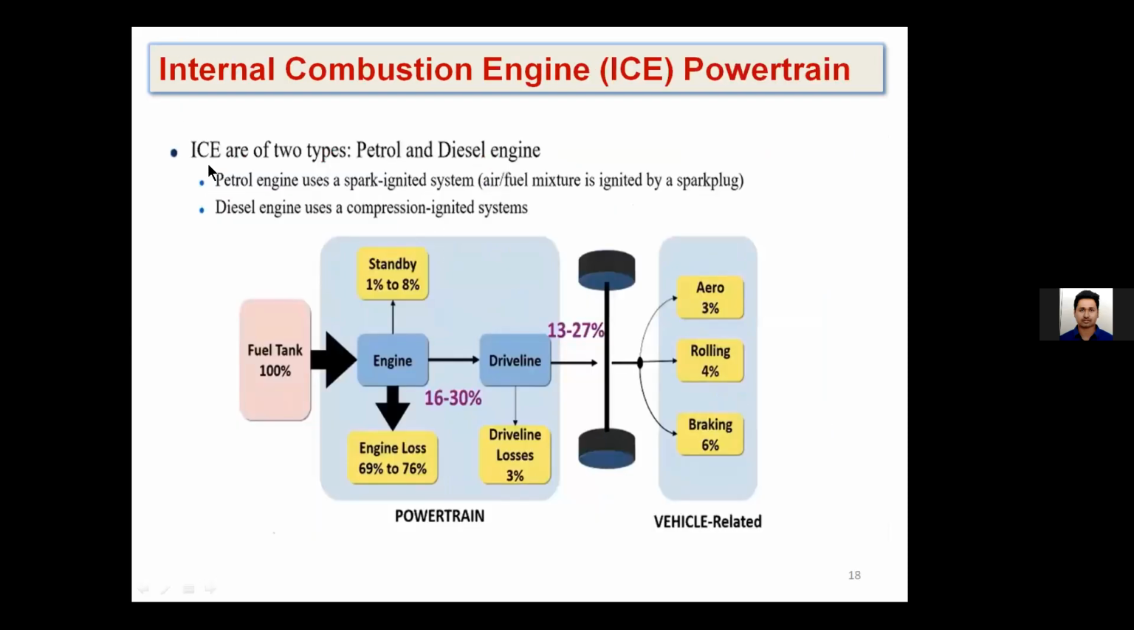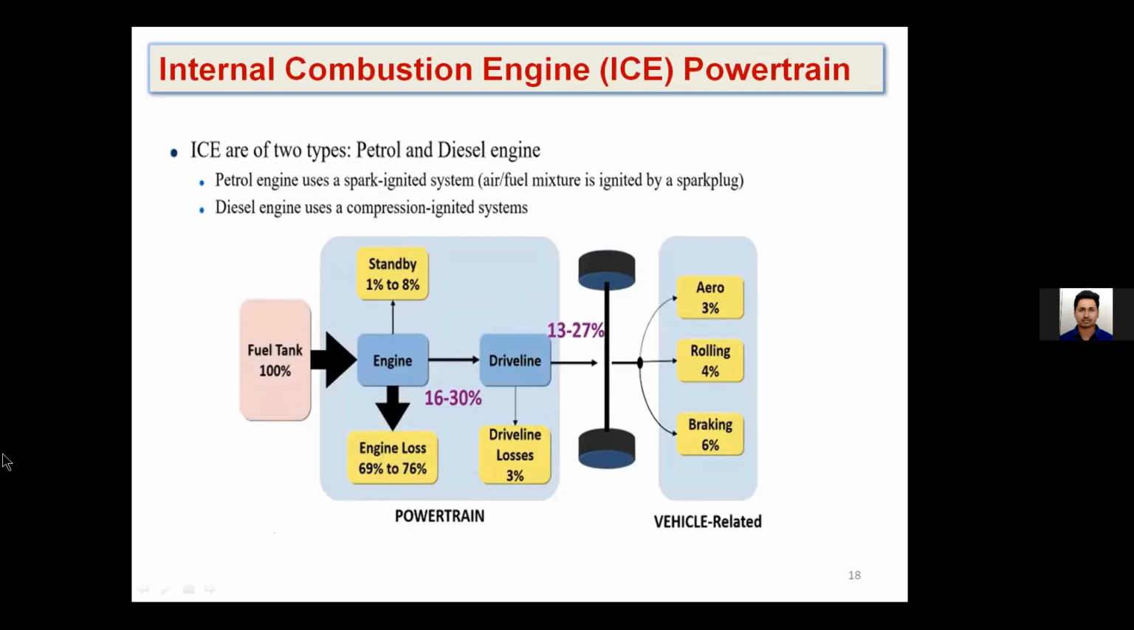We know that the typical or conventional IC engines are of two types: petrol and diesel engines. The petrol engine generally uses a spark-ignited system, in which the mixture is ignited by a spark plug. It is well known to mechanical engineering students. The diesel engine uses a compression-ignited system.